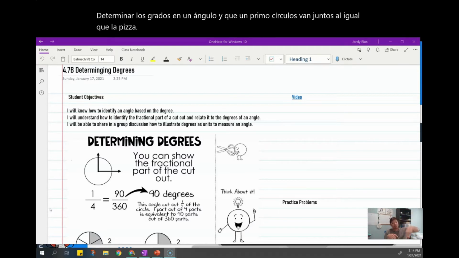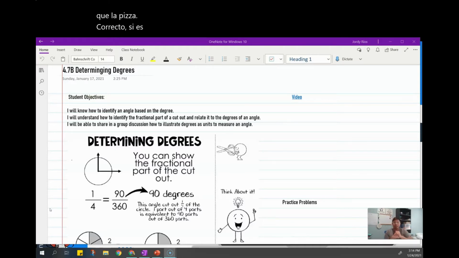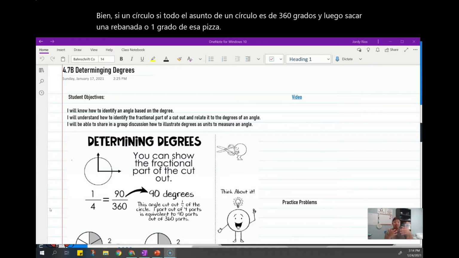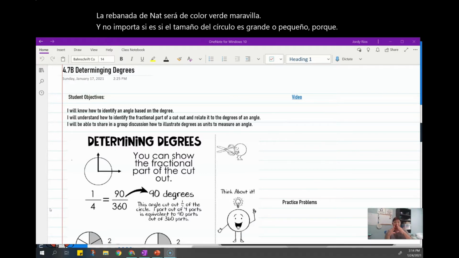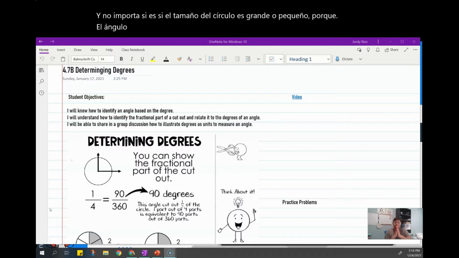If the entire circle is 360 degrees, and I take out one slice, 1 degree from that pizza, then that slice will be 1 degree. And it doesn't matter whether the size of the circle is big or small, because the angles stay the same, okay? A circle is always going to be 360 degrees regardless of the size.